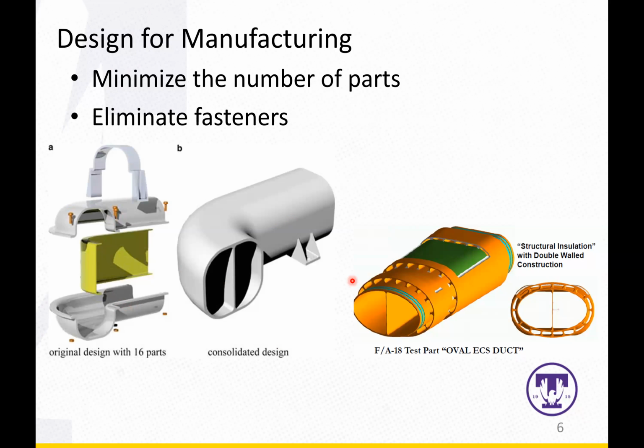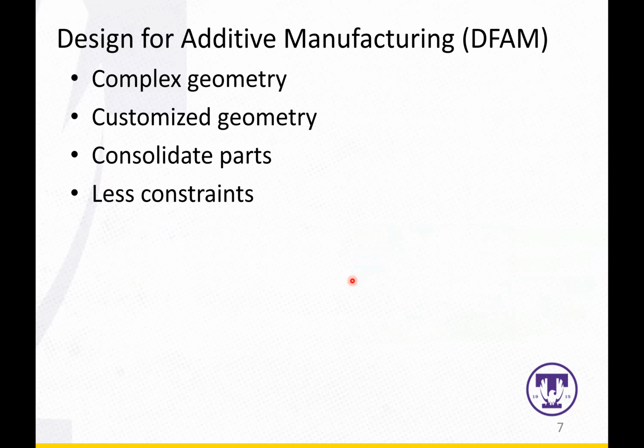So that is one benefit you need to keep in mind when you design something for additive manufacturing: you could probably reduce the number of parts and eliminate the fasteners. All right. And actually, there are other benefits when you do the design for additive manufacturing. First is complex geometry. You could design a really complex shape, which can be manufactured using additive manufacturing, and customized geometry.